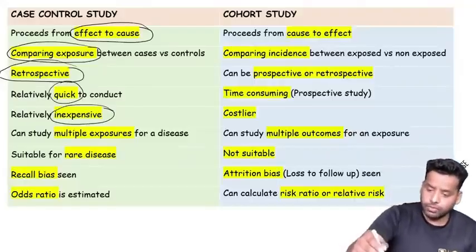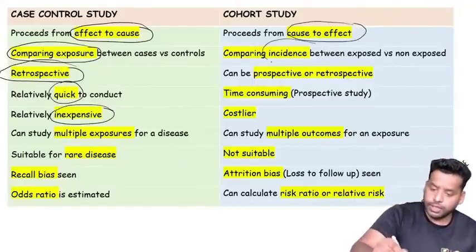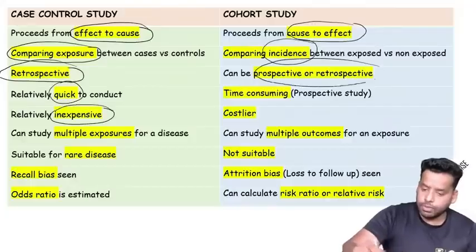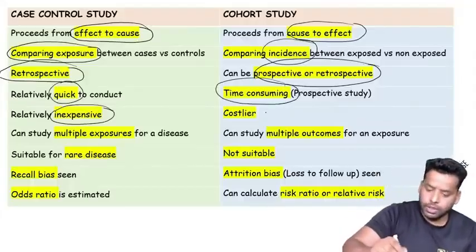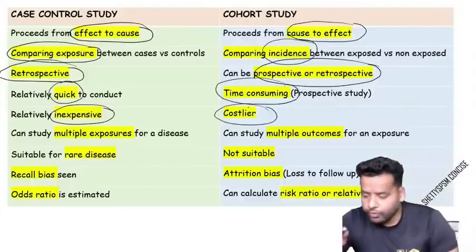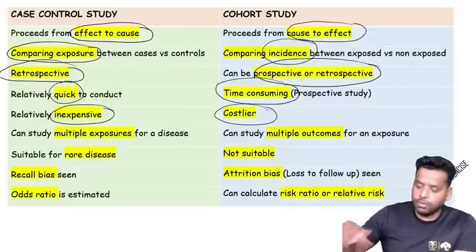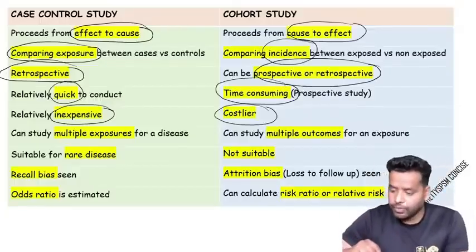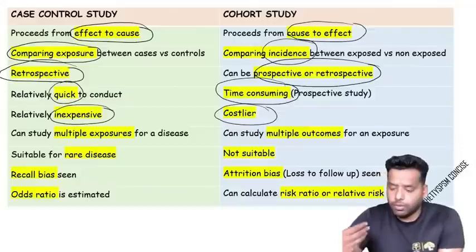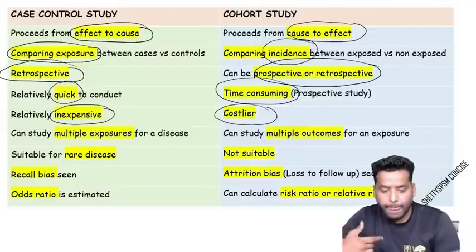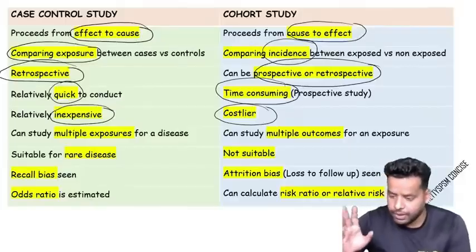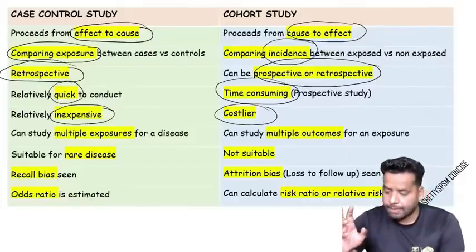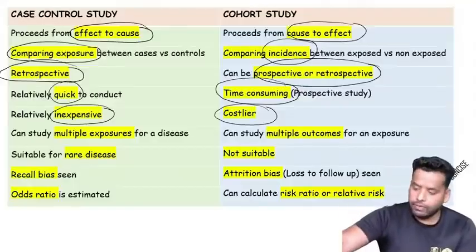Cohort is like this. Forward direction, incidence can be either prospective or retrospective. Prospective cohort will take time and cost. Which is consuming more time, more money? Yes, good. Always cohort will take more time and more money from your side. Now the question again will come like this.